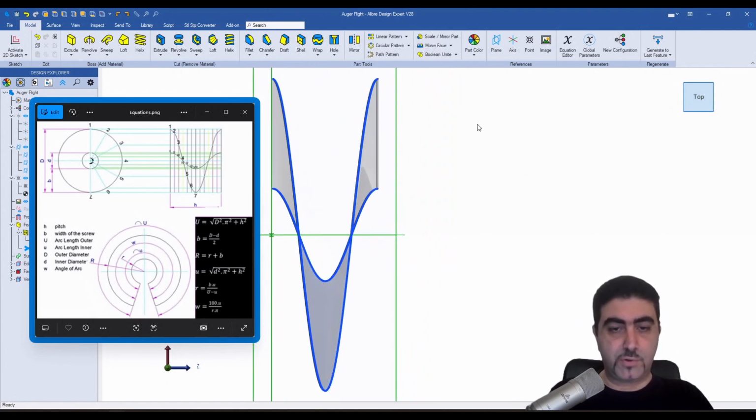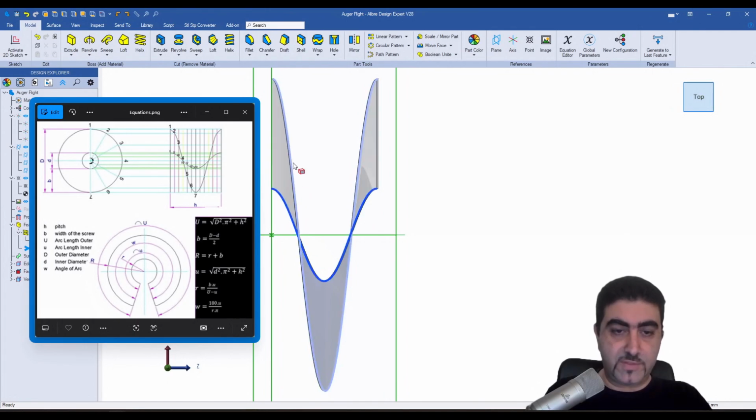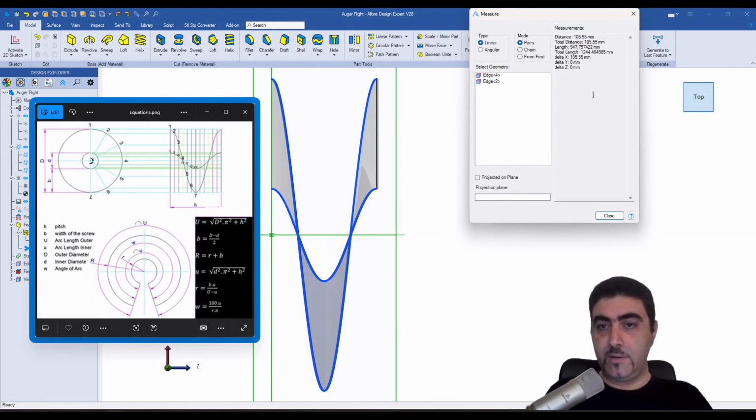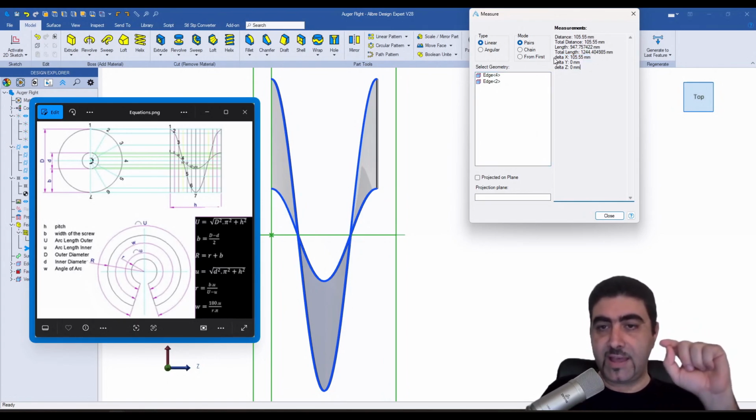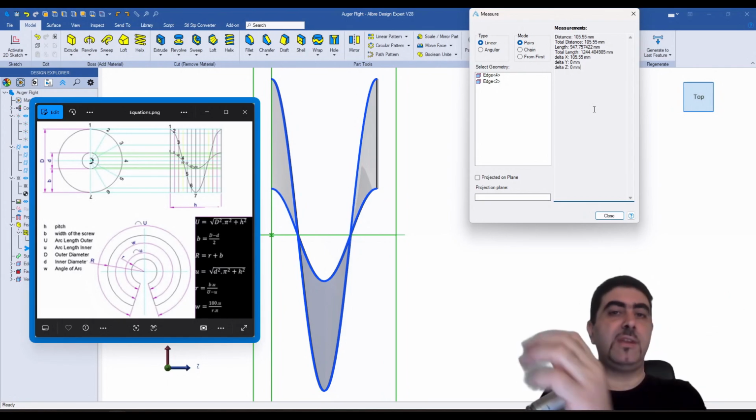It covers a lot more distance than the inner one. However, if you click on both of these and measure, what Alibre is going to give you is a delta x. So that's the distance between them, and that needs to be constant along the entire flight.